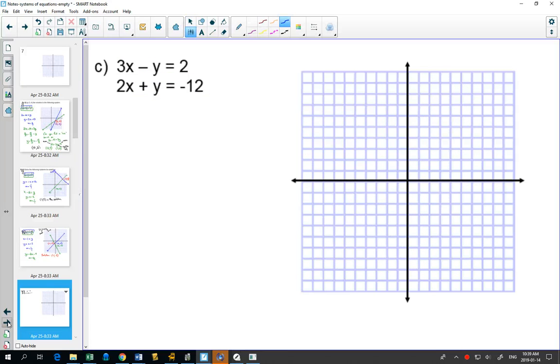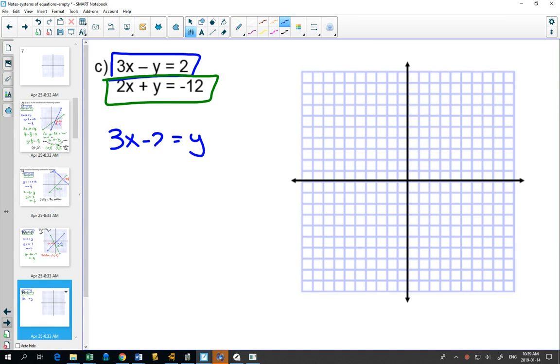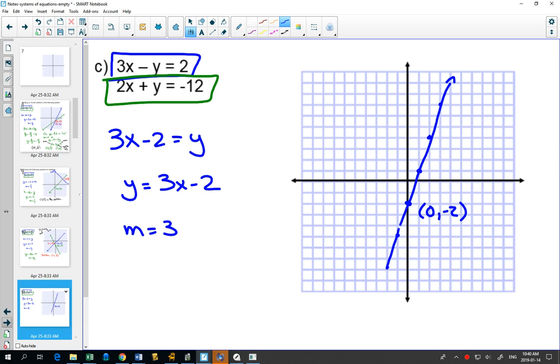Finally, for the last equation here, again, we're going to rearrange both of these equations to y equals mx plus b. For your blue one, I'll move my y to this side, subtract 2 on both sides, so I get y equals 3x minus 2. Slope is 3. Y-intercept is negative 2. Up 3 over 1, up 3 over 1, up 3 over 1, down 3 over 1, down 3 over 1. So we can get a bunch of points quickly.